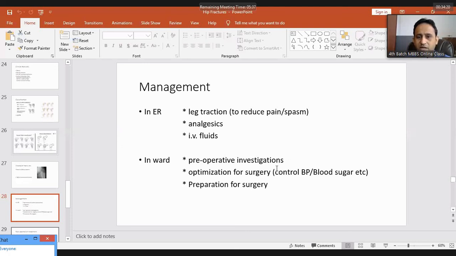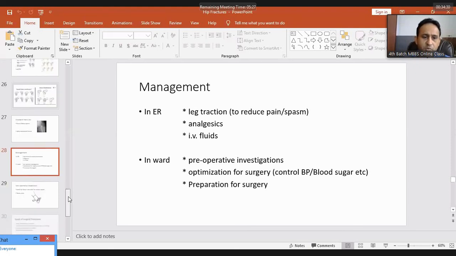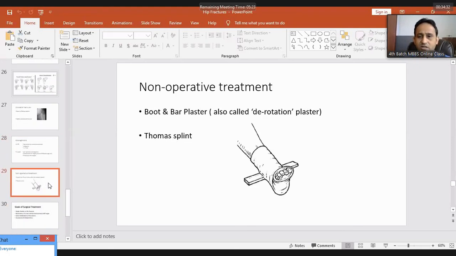So you optimize for surgery and prepare for surgery. You target to give them surgery within 24 hours or 48 hours at the most. There's an international protocol that you should operate all hip fractures within 48 hours. Otherwise, they tend to go downhill and deteriorate.